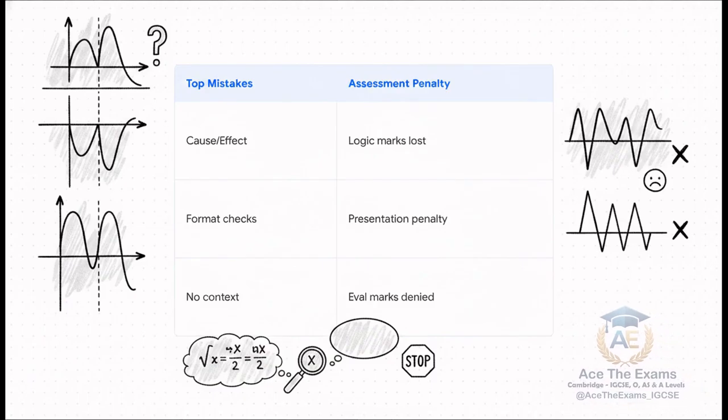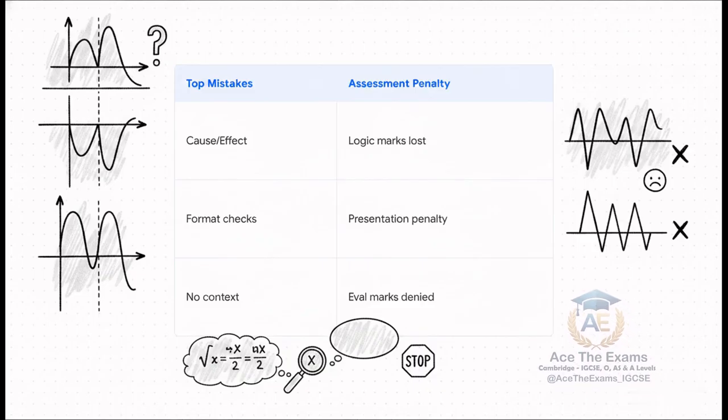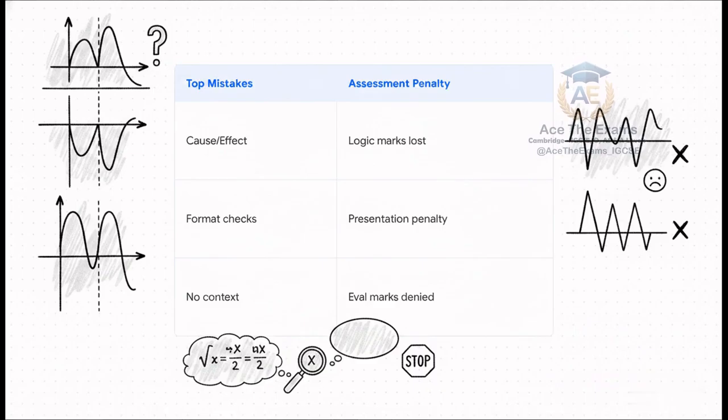If you change the period variable b, but stretch the graph vertically instead of horizontally, you've confused cause and effect, resulting in an immediate loss of logical reasoning marks. Forget your format checks, like Sam drawing a jagged, ruler straight line instead of a smooth curve for a sine wave, and you get slapped with presentation convention penalties. You are just throwing points away.